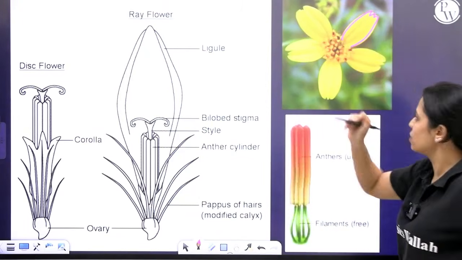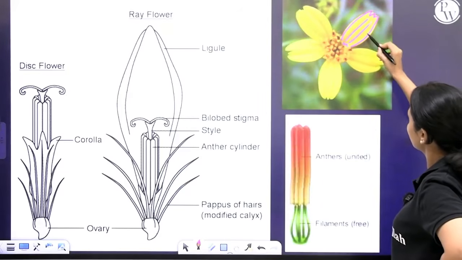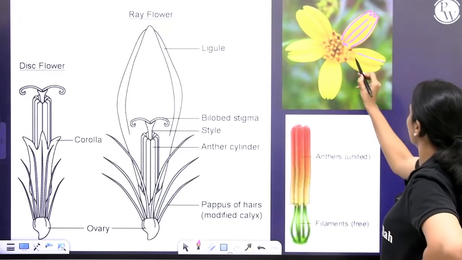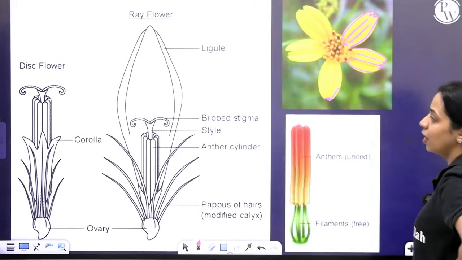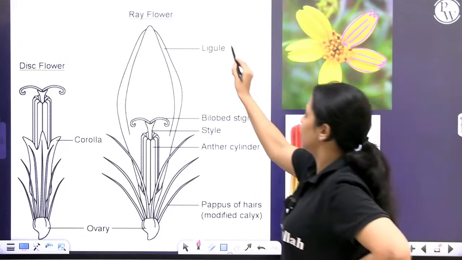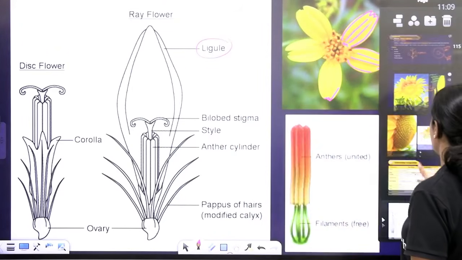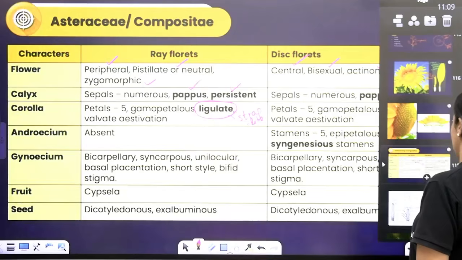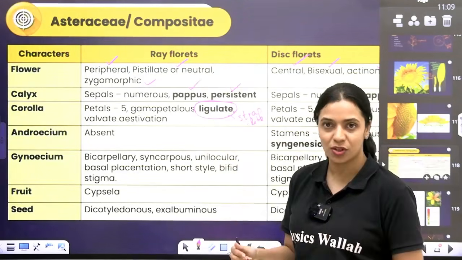The other 2 petals will be extremely small. Okay, so you can even see demarcations like this, which indicates the point of fusion. Here you can see these 2, and at the tip there will be some sort of incision. Okay, so that is what we call a ligule. Ligule means a strap-like structure. Here you can see the presence of ligule. Where can you see that? You can see that only in ray floret. In disc floret, that long ligule is not present.